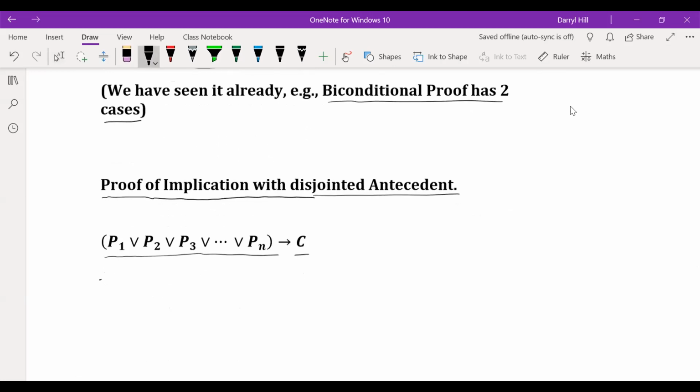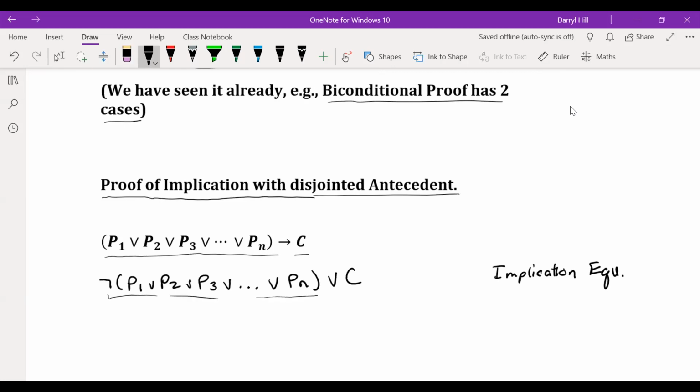Well, if we do P1 or P2, we can use implication equivalence to get to this. Then we can apply De Morgan's on this large expression. So this becomes not P1 and not P2, and et cetera, or C. De Morgan's.